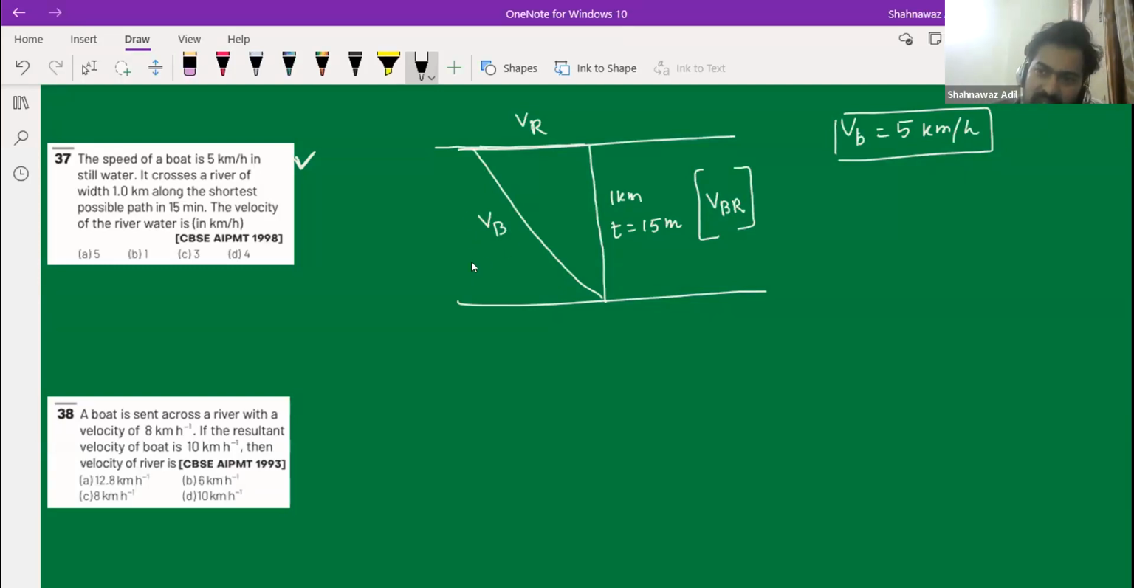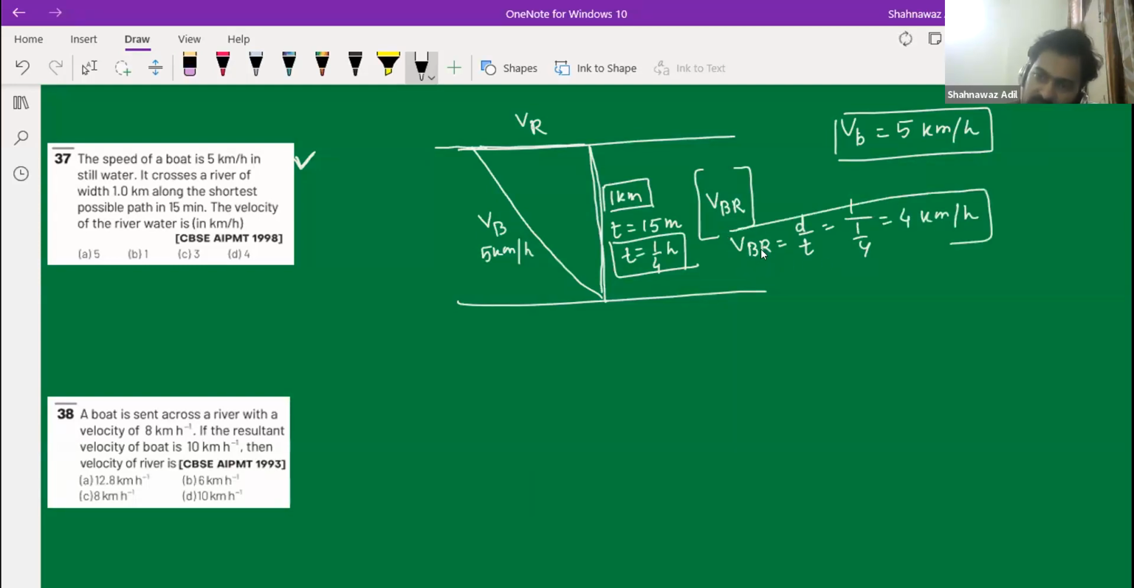What they have given is the speed, 5 kilometer per hour. Time is 15 minutes, which is 1 by 4 hours, right? So time is given, distance is given, then what can we calculate? We can calculate this speed, which is VBR. This would be distance by time. Distance is 1 kilometer, time is 1 by 4, so this is 4 kilometer per hour.